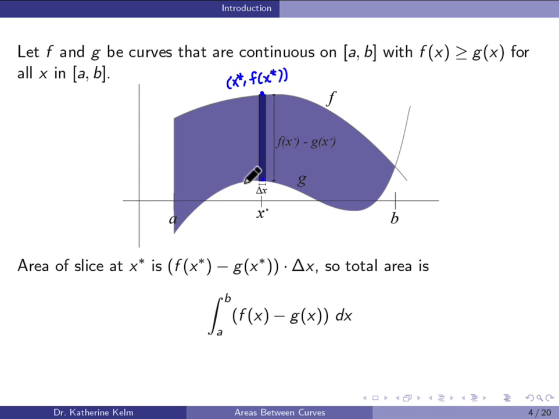and this point has coordinates x star, g of x star. So the height is f of x star minus g of x star, and the width is delta x. So the total area when we integrate over all the x values from a to b is the integral from a to b of f of x minus g of x dx.